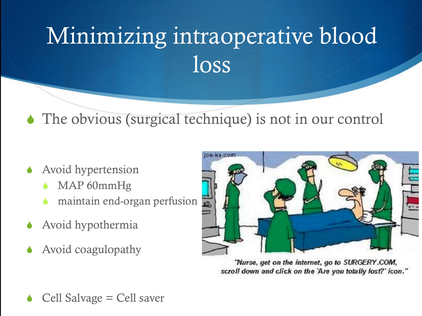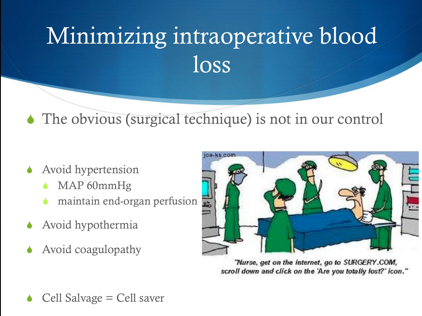Avoid hypertension. Keep your MAP around 60, still maintaining organ perfusion, however you monitor that. In addition, keep in mind coagulation is a temperature-driven process, so avoid hypothermia, avoid coagulopathy at all. So that also would imply monitoring coagulation function intraoperatively, for example, using a thromboelastogram.